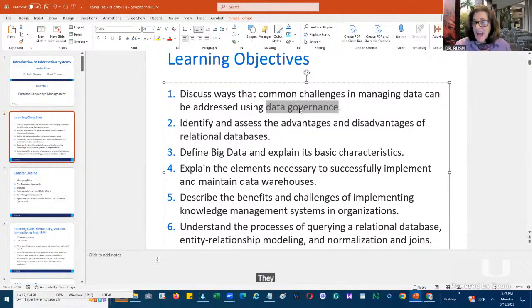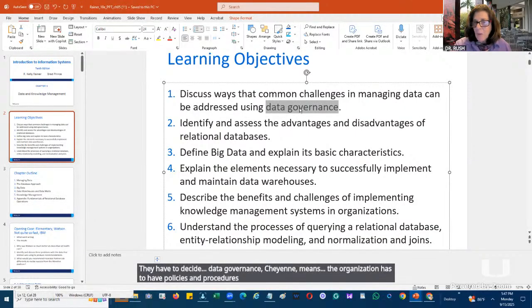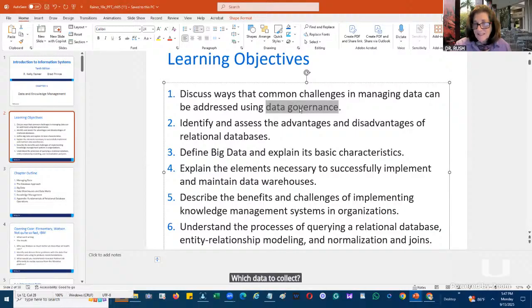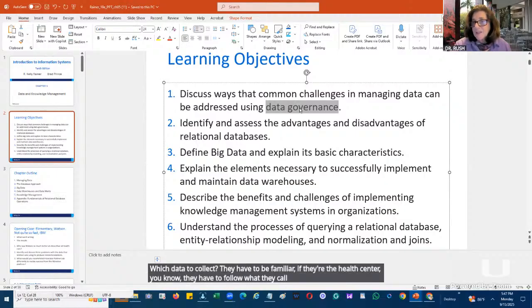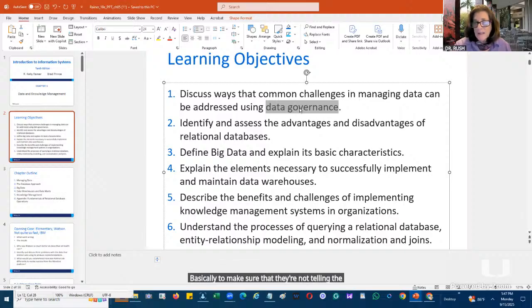Data governance, Cheyenne, means the organization has to have policies and procedures to decide what they're going to do with the data, which data to collect. They have to be familiar. If they're the health center, they have to follow what they call HIPAA guidelines to make sure they're not telling the world what diseases I have, about your medical information, because guess what? They have to keep it secure.